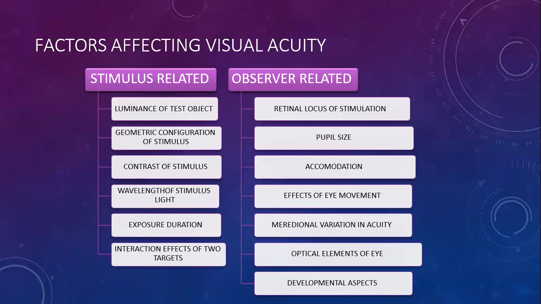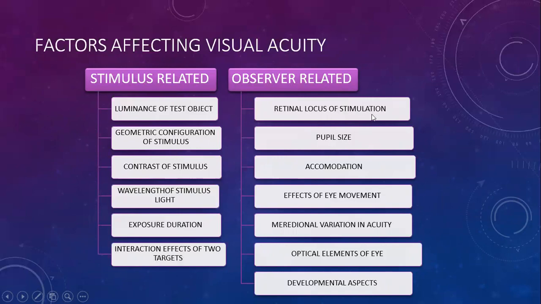Factors affecting the visual acuity. First, the stimulus-related factors: luminance, definitely, whether there is illumination on the object or not. Geometric configuration of the stimulus, which is the shape and size. Contrast, obviously. Wavelength of the stimulus light, because all lights have different wavelengths. Exposure duration: the longer the duration, the easier it is to see. Then the interactions affected with targets. So that is stimulus related; next is observer related.